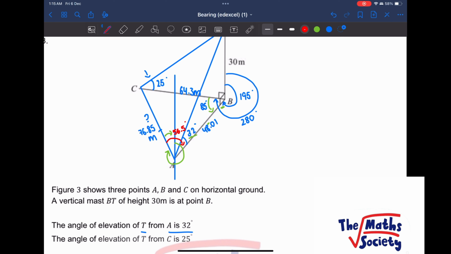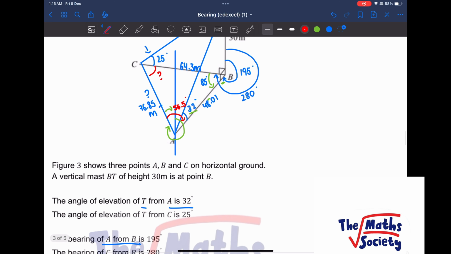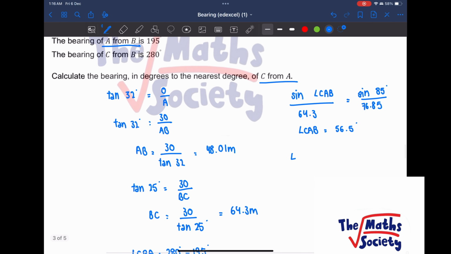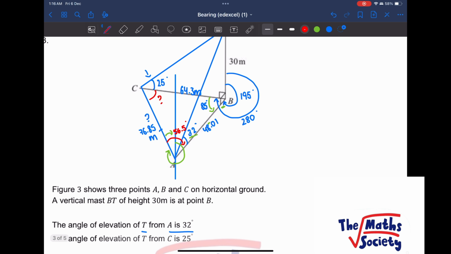And then we want the angle ACB, right? We know the other two angles, and angles in a triangle add up to 180 degrees, so we can just subtract from there. So angle BCA or ACB, same thing. That's 180 degrees minus 56.5 degrees minus 85 degrees. You will get 38.5 degrees. And this is going to be 38.5 degrees.